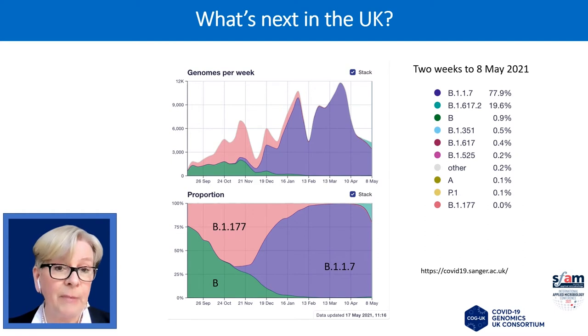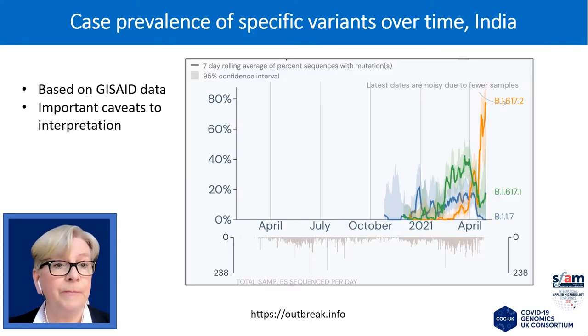However, what you will see in the top right-hand corner of this particular proportion is something appearing here in the green. And looking at the guide here, you'll see that this is the B1617.2 variant first detected in India, which at this point in time, from these data, constitutes 20% of the infections occurring in the UK. So the rest of my talk is going to be focused on this to try and understand what is happening with this variant at the moment.